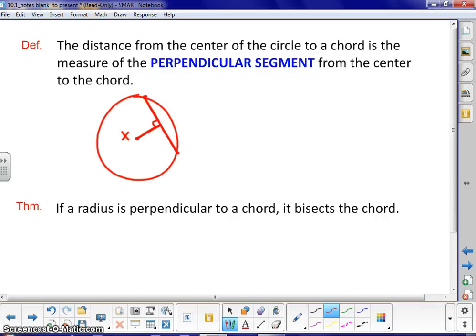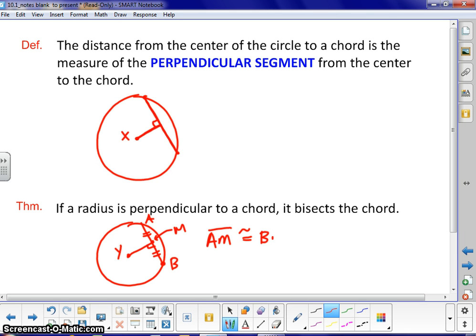The next one is a theorem. If a radius is perpendicular to a chord, it bisects the chord. So here's a picture to draw. Go ahead and draw a circle, and let's call this circle Y, and also chord AB. By definition, we know that it's going to be a perpendicular from here to here. Now, by this theorem, we can say that it's going to bisect the chord. So let's give this a letter M. What we can say from this is that AM is going to be congruent to BM.